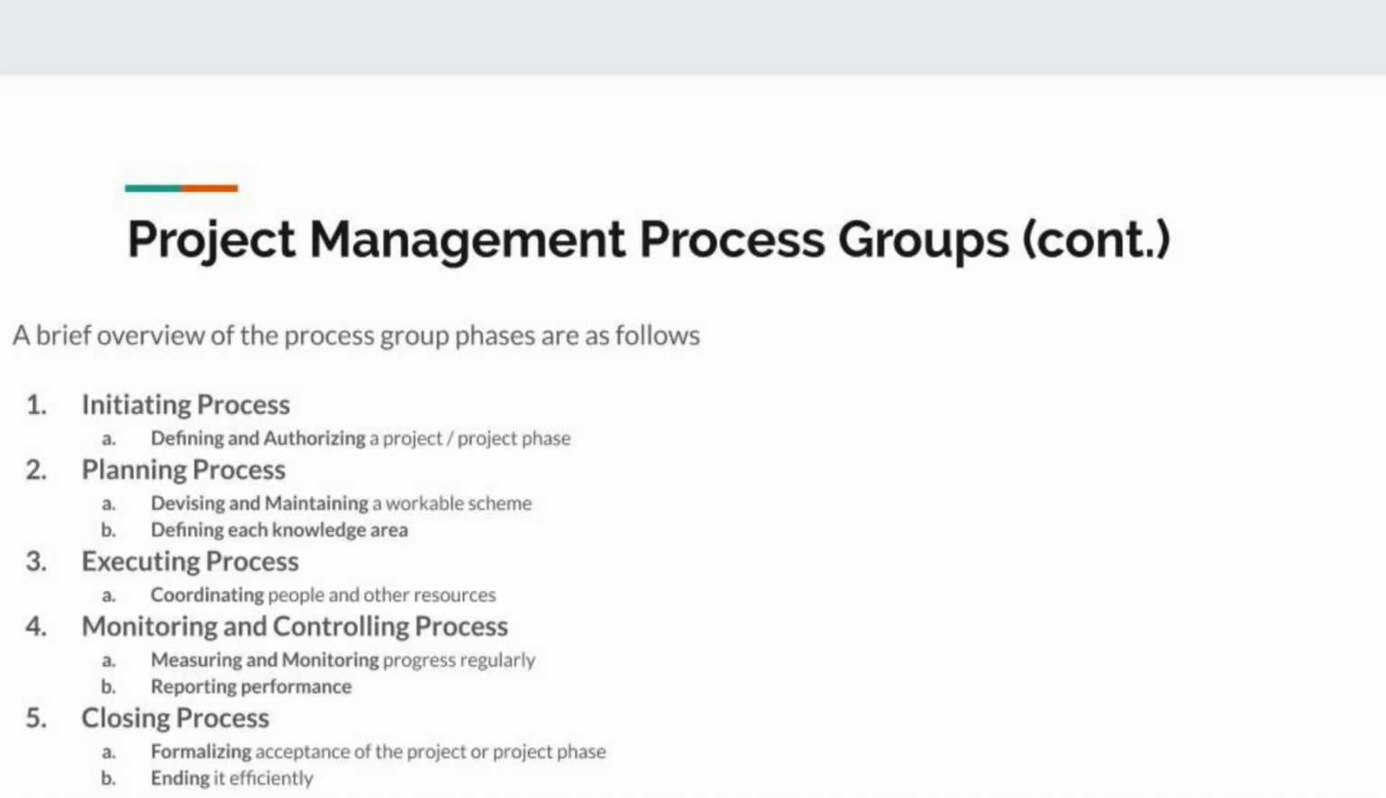This slide shows a brief overview of the 5 project phases. The initiating process phase involves defining and authorizing a project or a project phase. The planning process phase involves devising and maintaining a workable scheme and defining each knowledge area of the project. The executing process phase can be thought of as coordinating people and other resources within the project. Phase 4, monitoring and controlling process, is the measurement and monitoring of progress regularly and reporting on the performances. The final phase, closing processes, is when the project is formally accepted and ended efficiently.